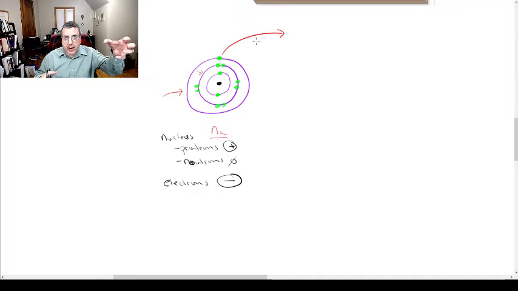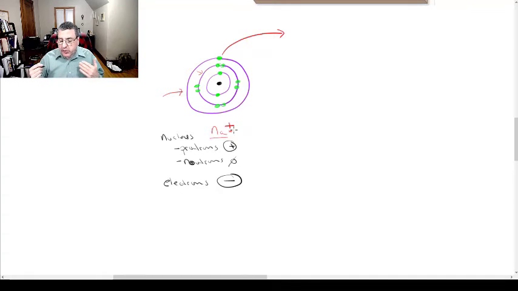So 11 protons, 10 electrons. So we have 1 extra positive charge. So this element is electrically positive. So when you see sodium represented, you will often see an Na+. This plus sign basically means it's got a positive charge. Okay? So that's one of the things that we're looking at on here.